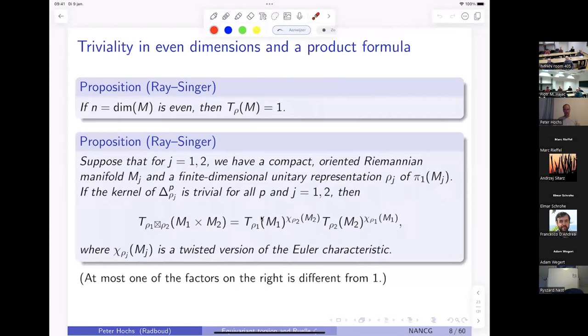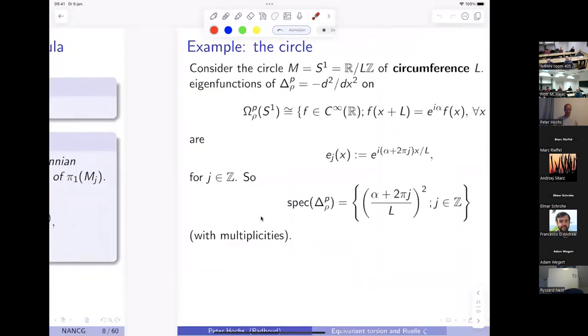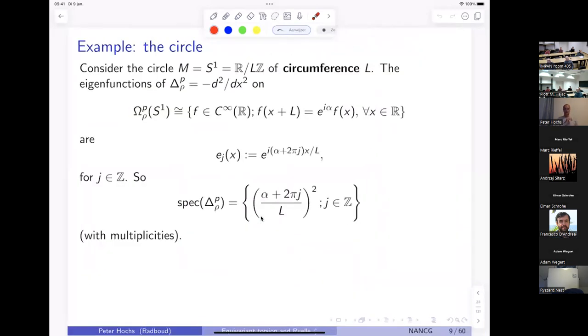So yeah, we know how this works for a Cartesian product manifold. Since then, there have been more elaborate theorems for non-trivial fiber bundles as well. They're much more difficult. And let's go back to the circle because I like this example. Could you come back to the previous page?